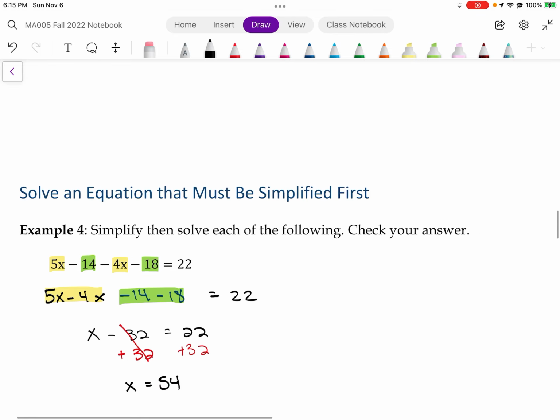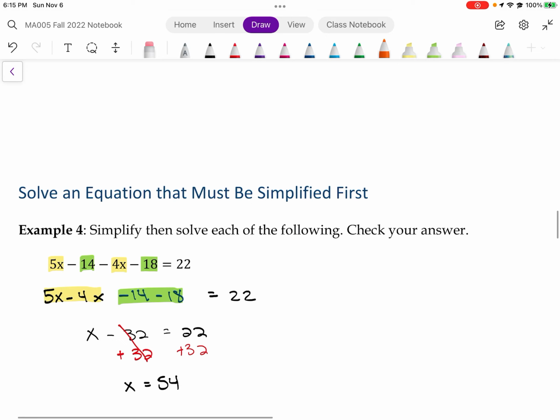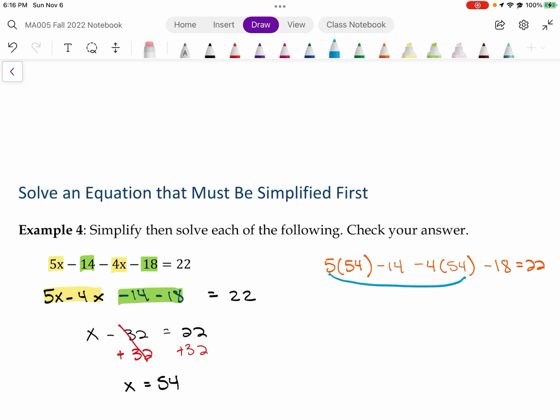So I want to show you how to check this one time. This is kind of long, but this is so you can just at least try this one time. All right, so we're going to put 54 in every time we see an x. So 5 times 54 minus 14 minus 4 times 54 minus 18 equals 22. And what you want to do is just put all of this into your calculator. And if you have one that does order of operations, you don't have to do it in parts. Just put the whole thing in the calculator, just like that. And you will find that you get 22 on the left, so that equals 22.